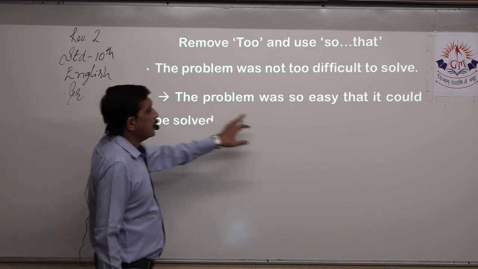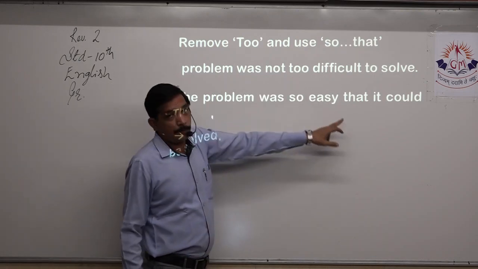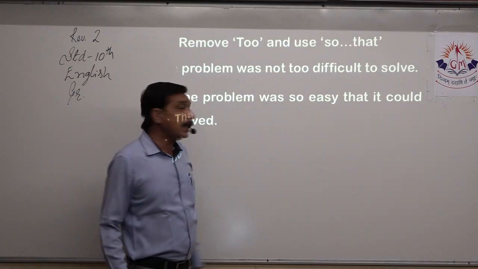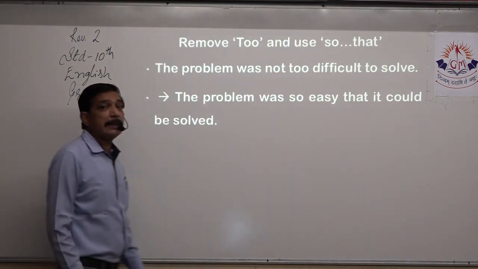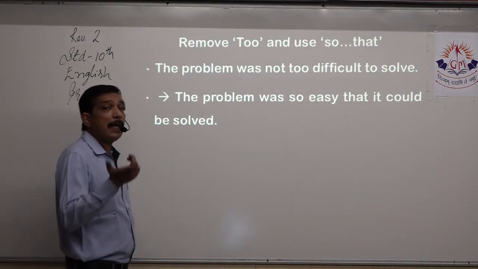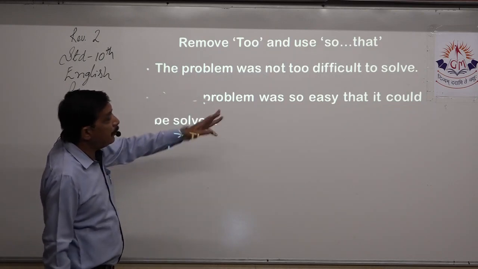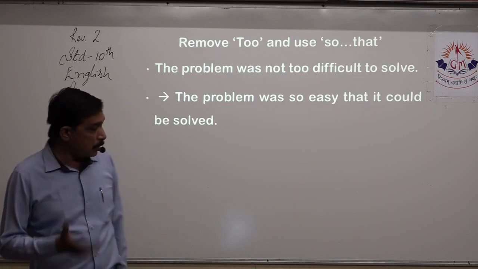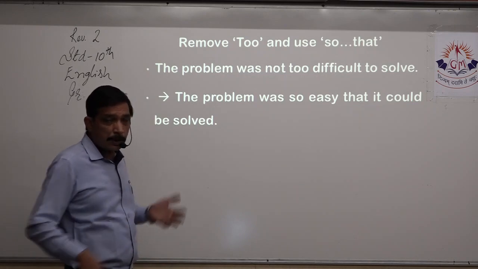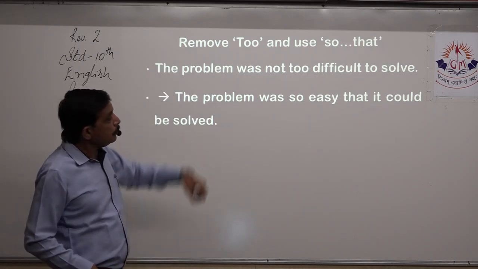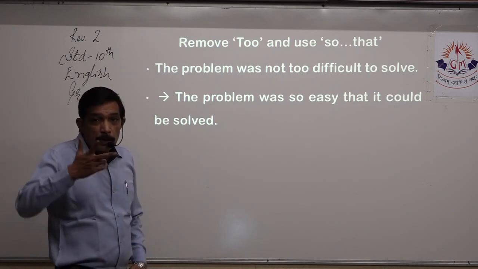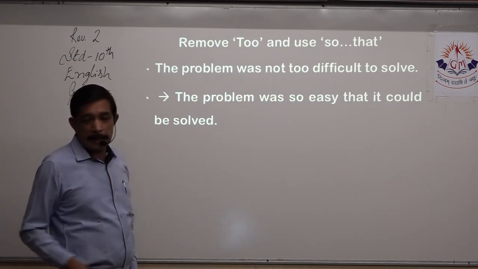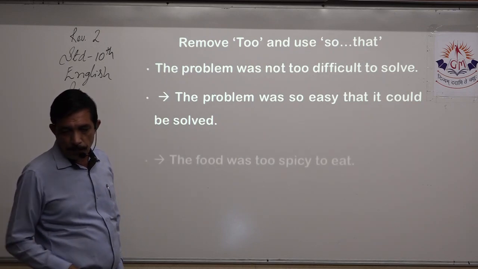Yes, the problem was too easy... So "too" is removed, and the negation is there, we remove the negation, but in order to keep the meaning of the sentence intact, we make the antonym of easy, that is difficult. The problem was so easy that it could be solved. We removed the negation, there is no negation over here, but we use the antonym so that the meaning of the sentence does not change.